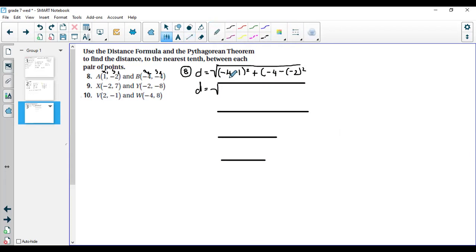Okay. So here, minus 4 minus 1 is going to be minus 5 whole square plus minus this, again there are 2 minuses, so minus minus will give you plus. Minus 4 plus 2 will give you a minus 2 square. So that means D is going to be equal to minus 5 whole square, which gives you 25, because minus 5 multiplied by minus 5, plus minus 2 whole square, which gives you 4, minus 2 into minus 2 is 4. So D is equal to the root of 29.